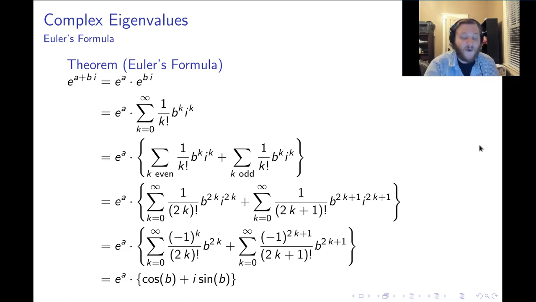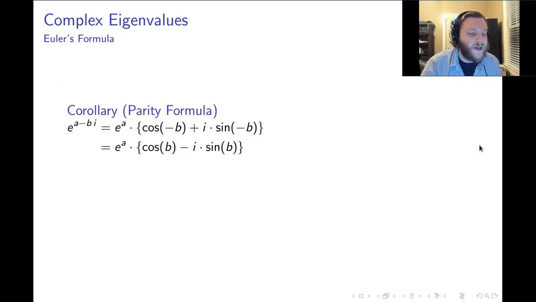And once we have the famous Euler's formula, we get two important consequences. So what if I looked at, therefore, e to the a minus bi? Well, according to Euler's formula, this is the same thing as e to the a multiplied by the cosine of negative b plus i times sine of negative b.